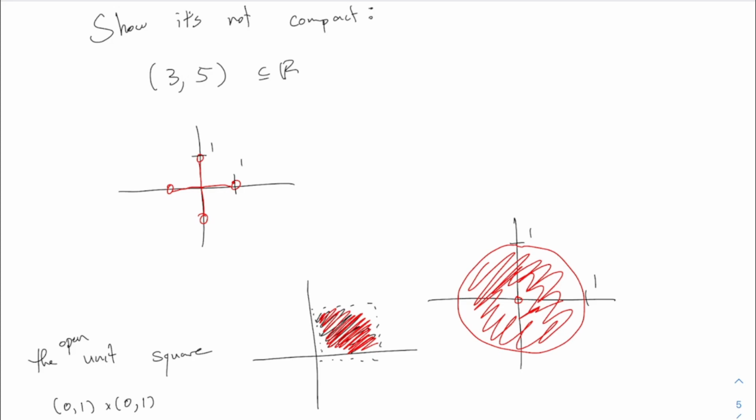Anything for the last one? It's a little tricky. My hint for this one is don't use balls. It has to be some other kind of shape. I'll give you one more minute and then we'll talk about it.